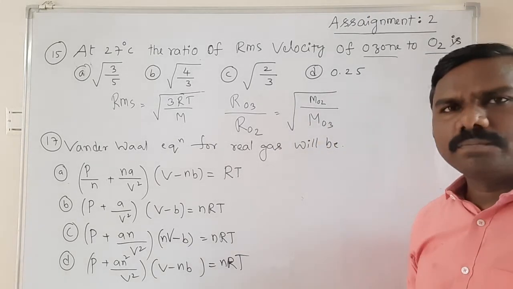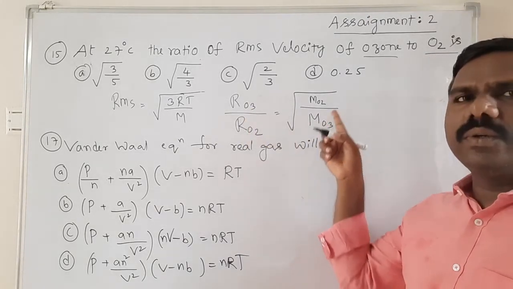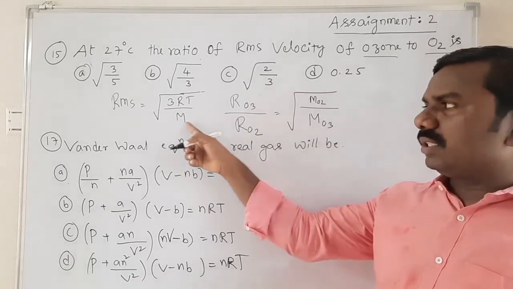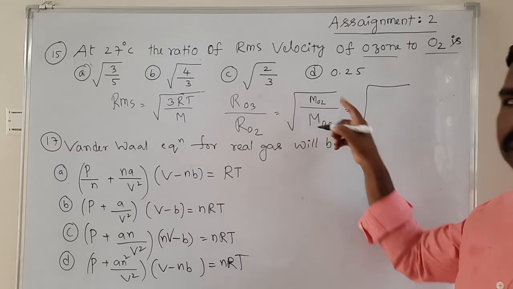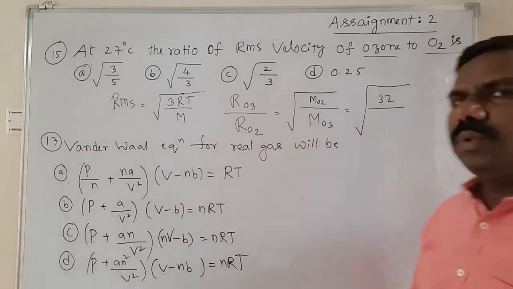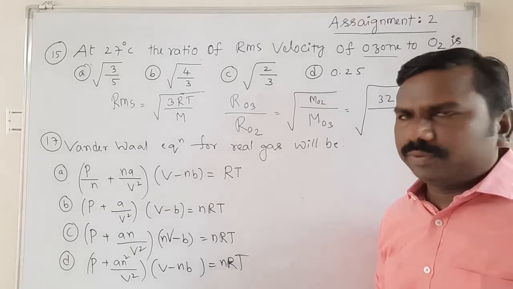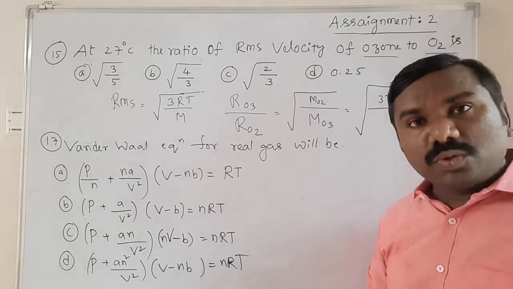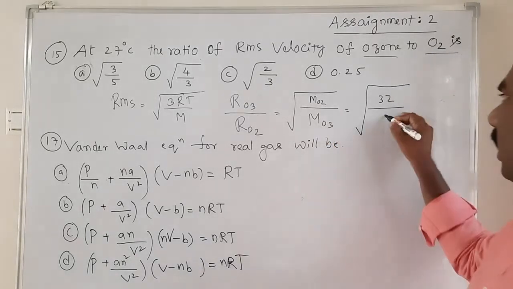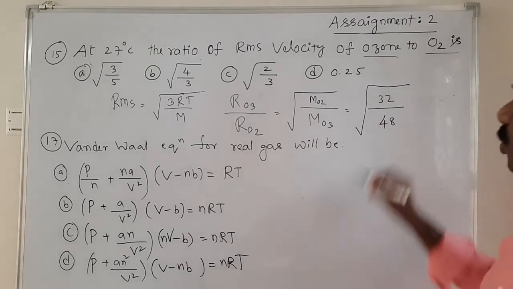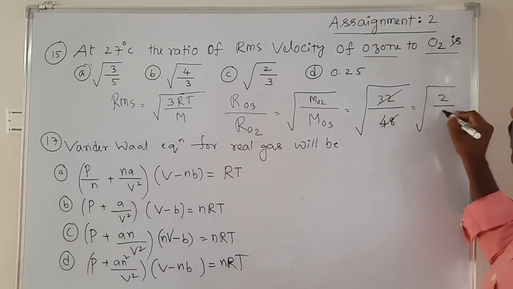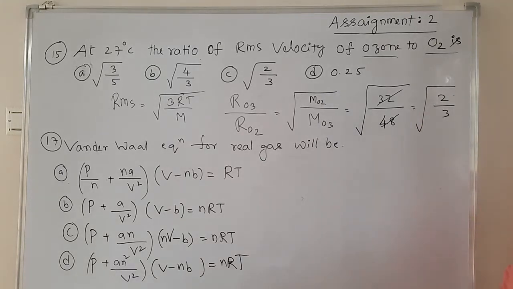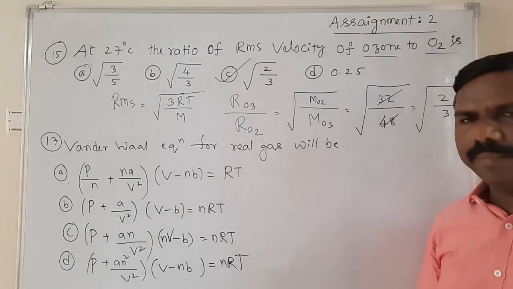Formula, get it? R1 by R2 is equal to root of M2 by M1, because of inverse proportionality. Then molar mass of oxygen is 32: 2 oxygens, 2 16s are 32. 3 oxygens in ozone, O3, 3 16s are 48. Then 2 by 3 you will get. Finally the answer will be root 2 by 3. The right option is C, root 2 by 3.